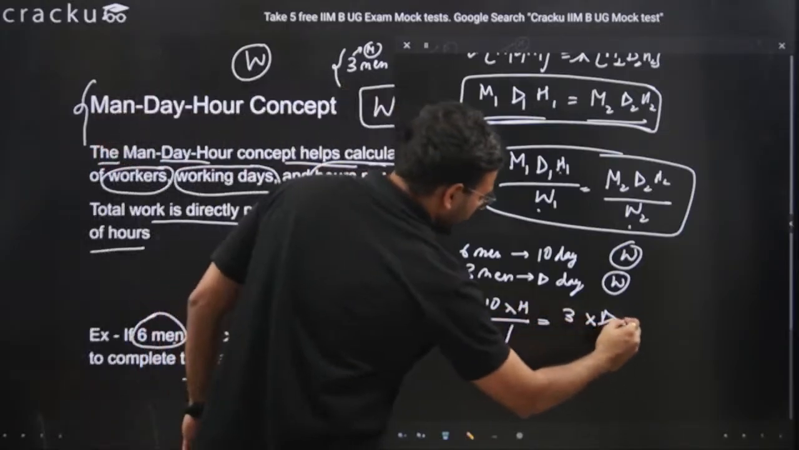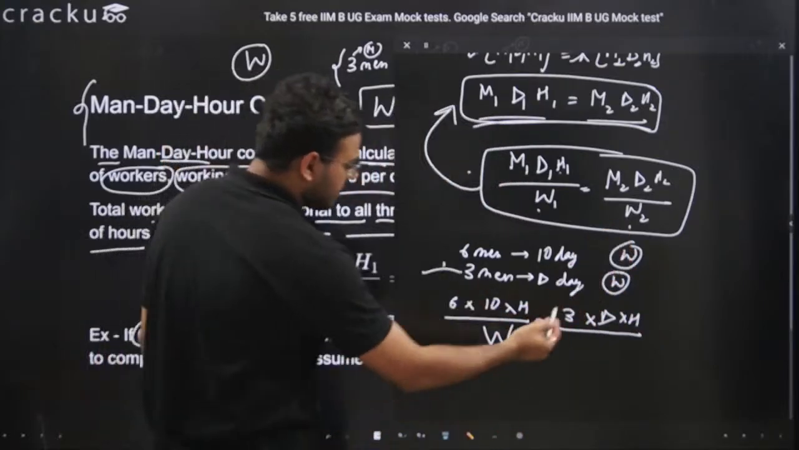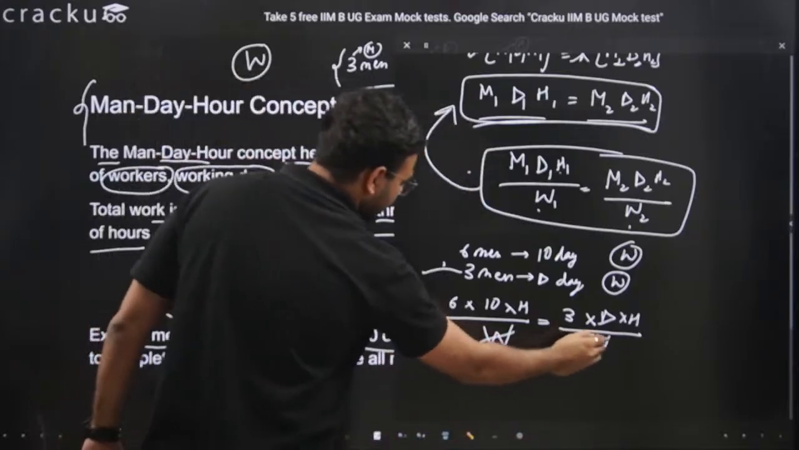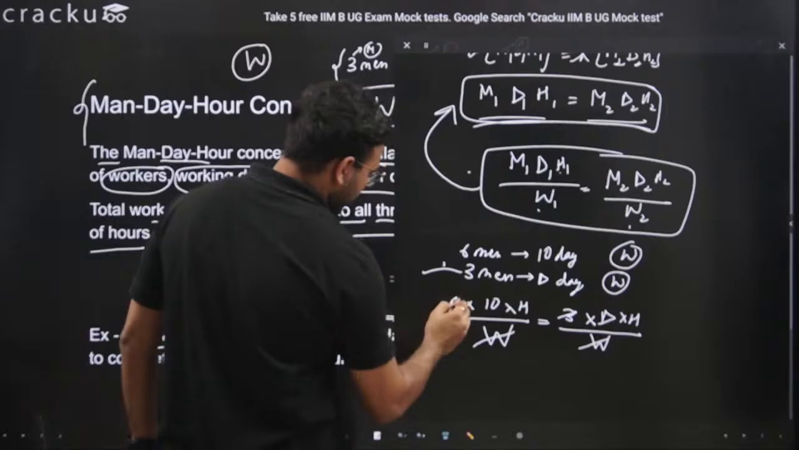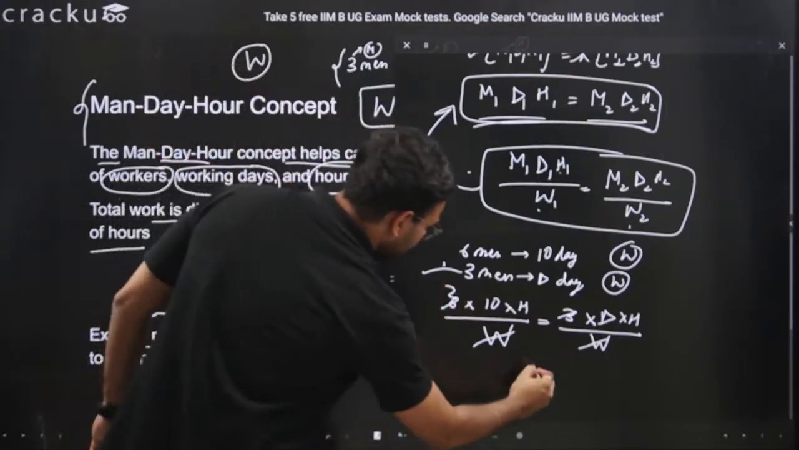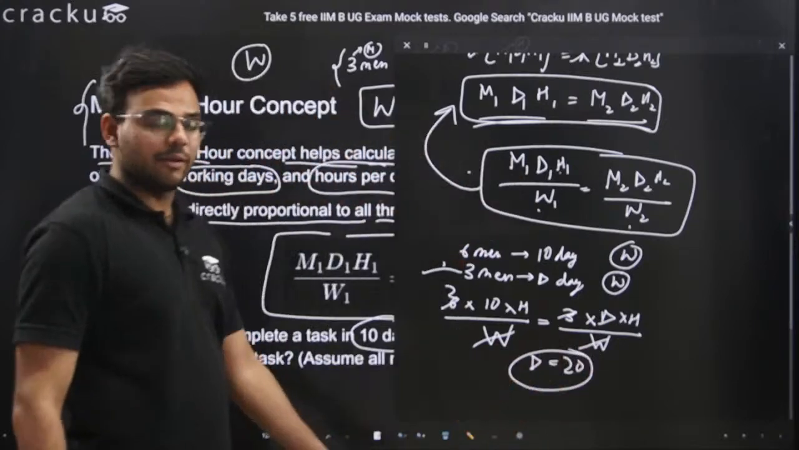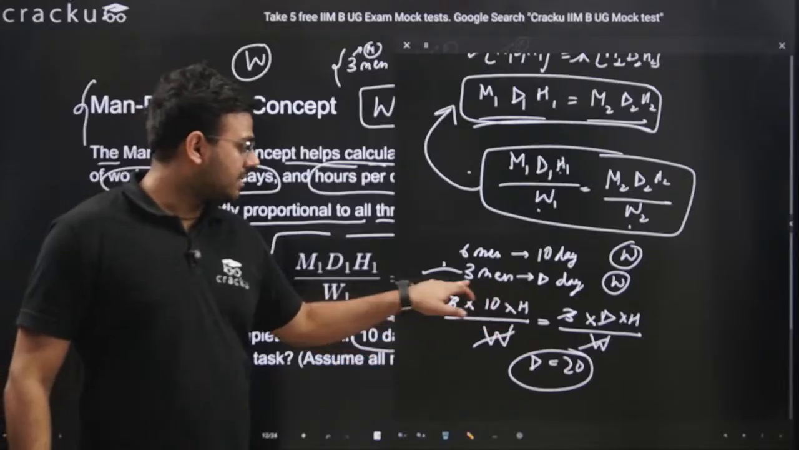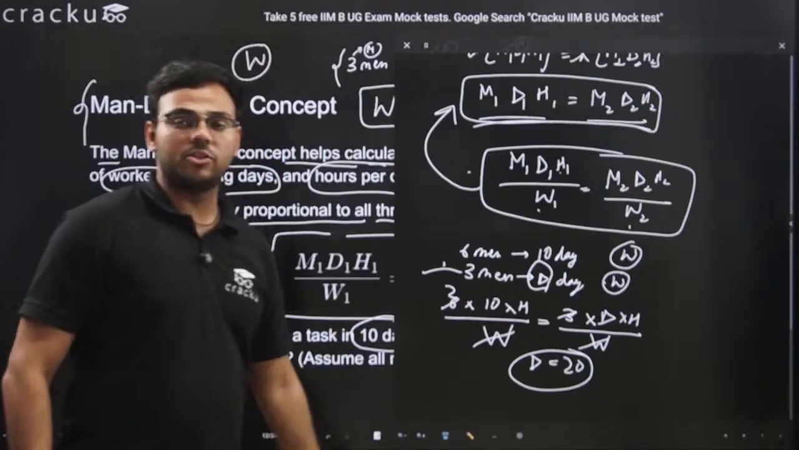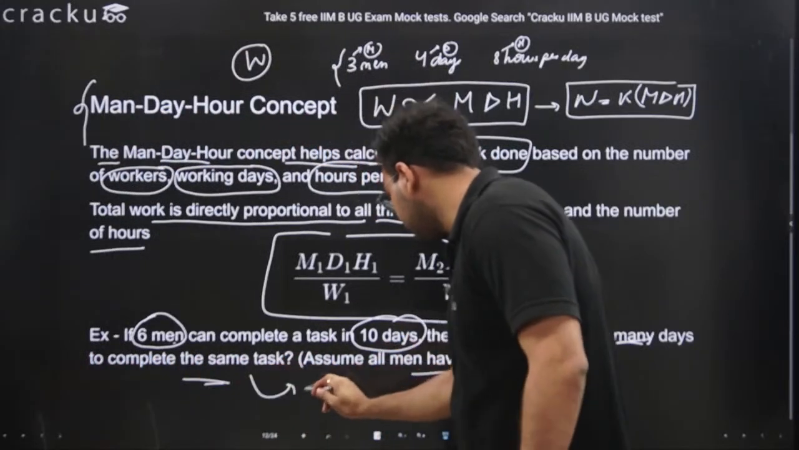So 3 into D into H divided by W2, which is the work done. Again, this work done is W only, they are doing the same piece of work. So this W and W will be cancelled, this 3 will go twice. So 3 men, D days, the value of D will be 20. So when 3 men are working, they will take 20 days to complete the same piece of work. So the answer for this question will be 20 days.